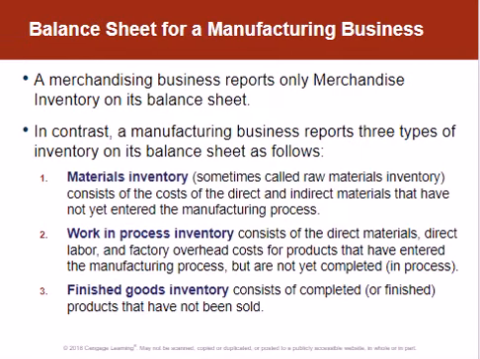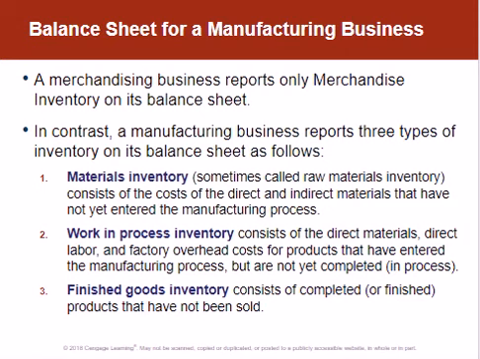A merchandising business reports only merchandise inventory on its balance sheet. In contrast, a manufacturing business reports 3 types of inventory on its balance sheet. Those 3 types are materials inventory, work in process inventory, and finished goods inventory.